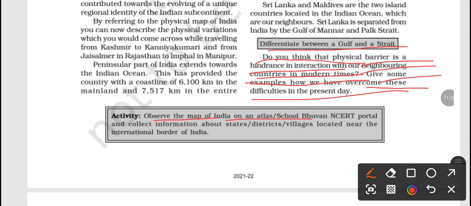Activity. Observe the map of India in the atlas. Visit the School Bhuvan NCERT portal and collect information about states, districts or villages located near the international border of India.